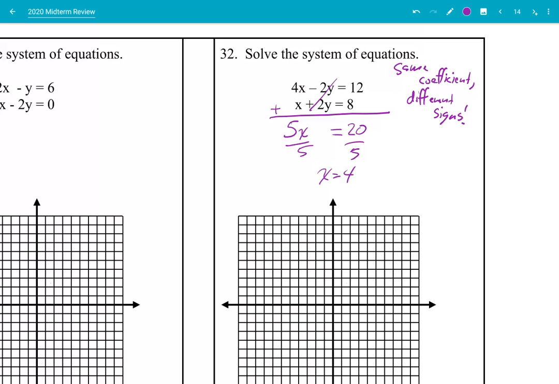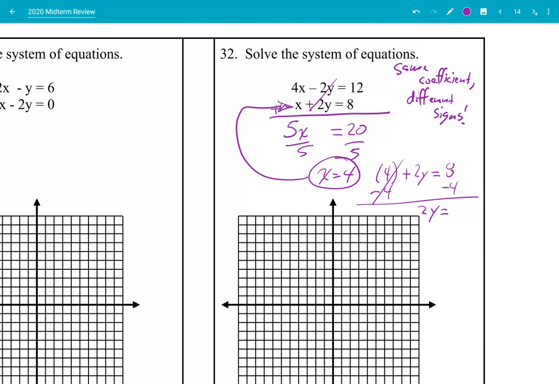Now I can plug this back in to any of these. I'm going to plug it into that equation right there. So 4 plus 2y equals 8. So I'll subtract 4 from both sides. So 2y equals 4. Divide by 2, you get 2. So y is 2. So x, y equals 4, 2. And there's your answer to the system of equations.